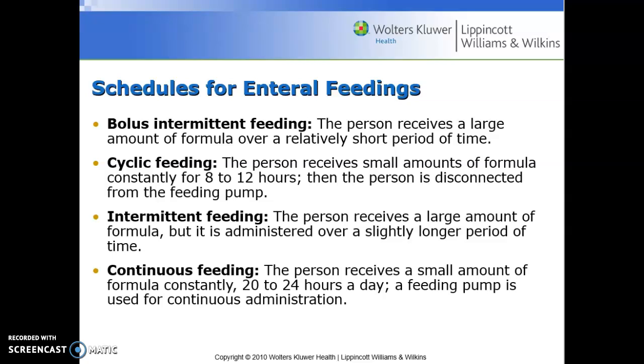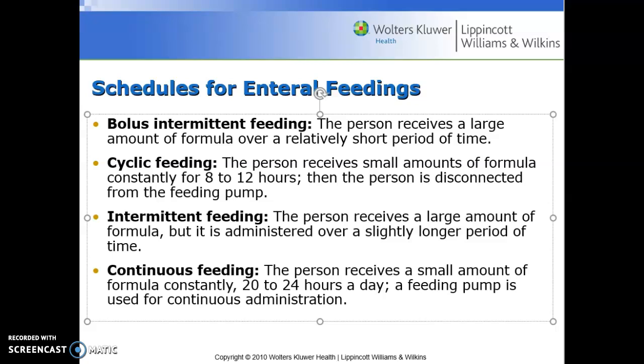Moving forward, we're going to talk about the schedules for enteral feedings. With a bolus intermittent feeding, the person receives a large amount of formula over a relatively short period, so you just feed them and then you're done. With cyclic feeding, the person receives small amounts of formula constantly for 8 to 12 hours, and then they're disconnected. With intermittent, the person receives a large amount of formula, but it is administered over a slightly longer period of time than the bolus. And then with continuous, they receive small amounts for 20 to 24 hours a day, and these guys are using a pump when they receive the continuous.